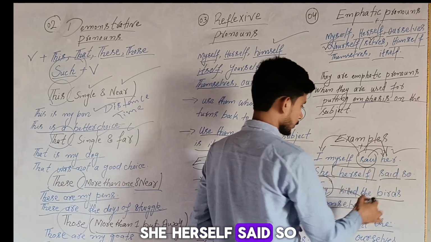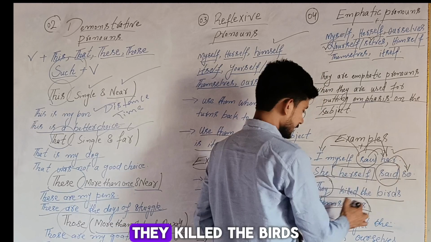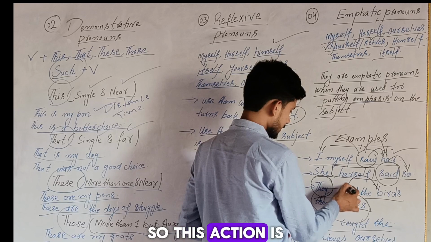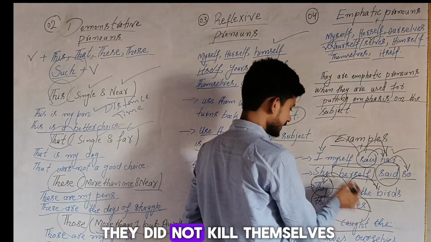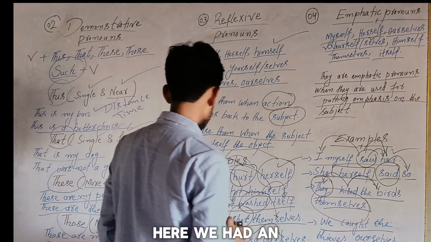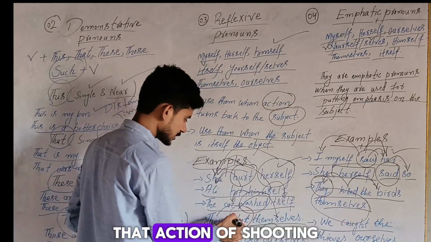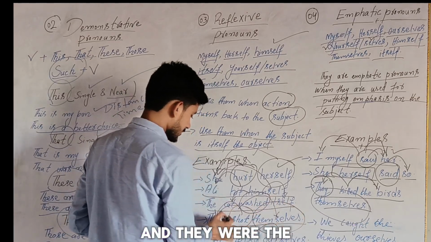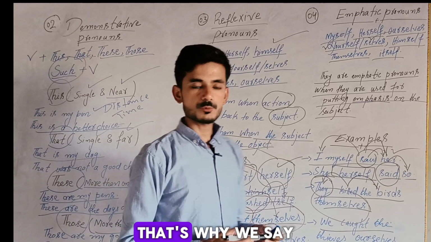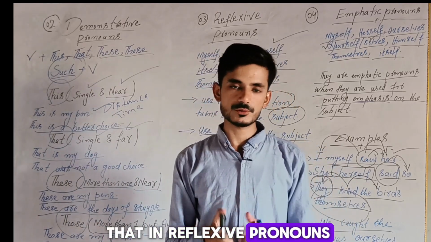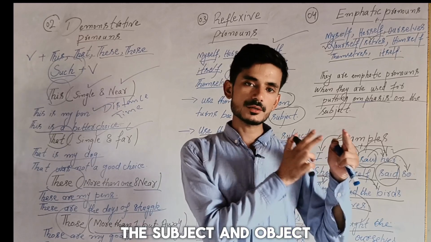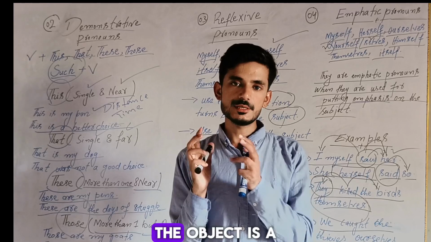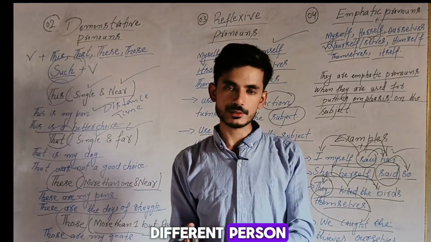She herself said so. Said what? They killed the birds. The action of killing is done to the birds. So this action is not turning back to the subject. They did not kill themselves. Here we had an example: they shot themselves. The action of shooting turned back to they. Themselves and they were the same people. That's why we say that in reflexive pronouns, the subject and the object are the same person, and in emphatic pronouns, the object is a different person.